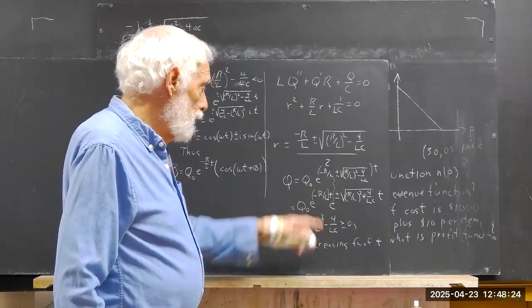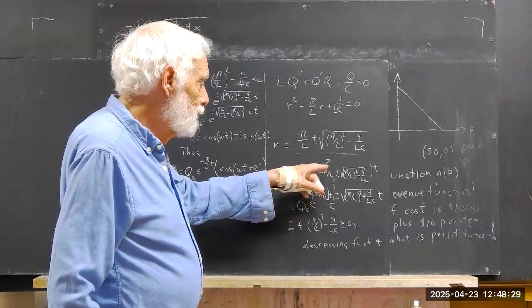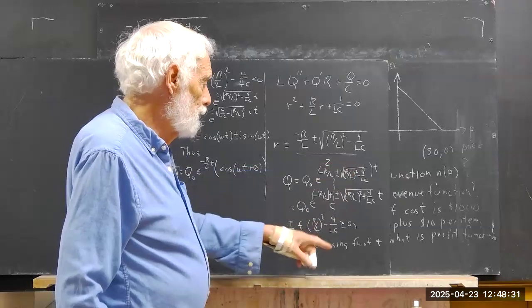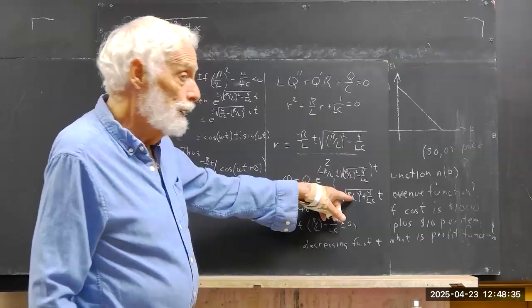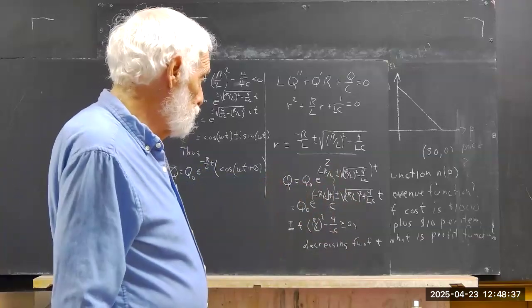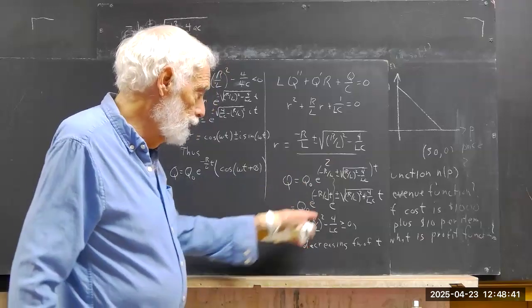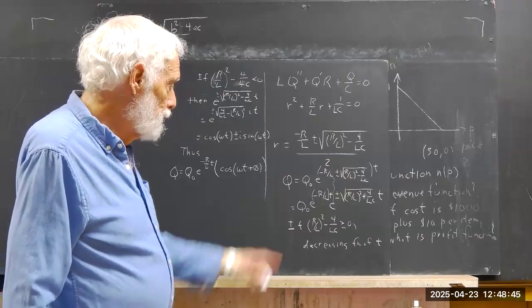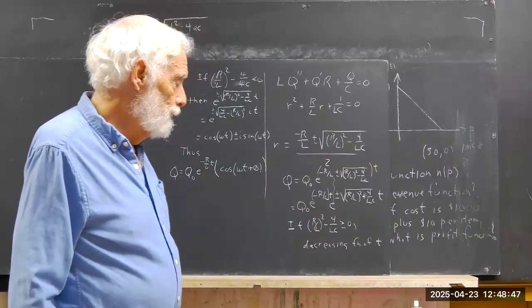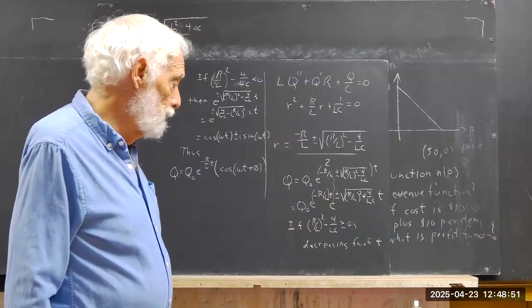Now, e raised to this power plus this power is e raised to this power times e raised to this power. It's just your basic rule of exponents that some people go a little blind on when they see this, but I'm sure you understand that. So here's our solution to what we call the homogeneous equation.